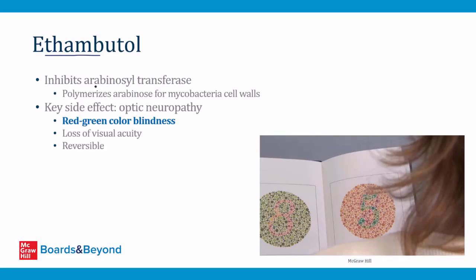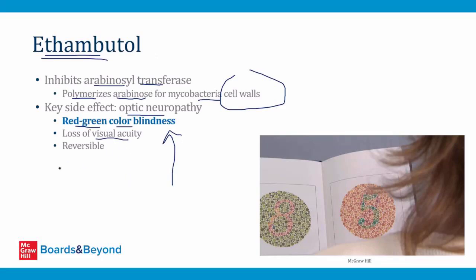It inhibits an enzyme called arabinosyl transferase. This enzyme polymerizes the sugar molecule arabinose for mycobacterial cell walls. So when you administer ethambutol, the bacteria cannot maintain their cell wall. A key side effect to know about this drug is optic neuropathy. So it can cause patients to develop red-green color blindness. You need to be aware of this. If they describe it in a board question, they're talking about a side effect of ethambutol. It can also sometimes cause patients to lose their visual acuity. This is all reversible on stopping the drug.